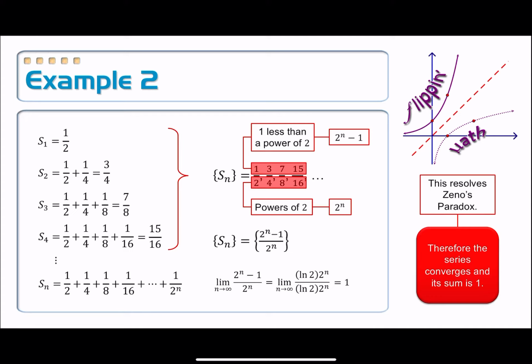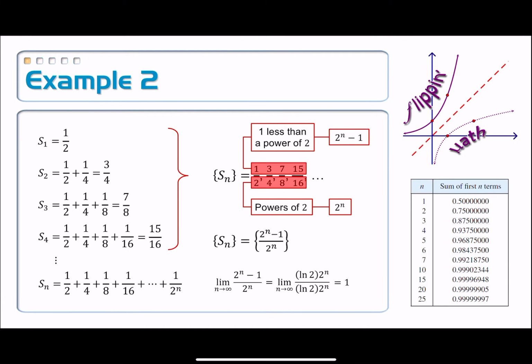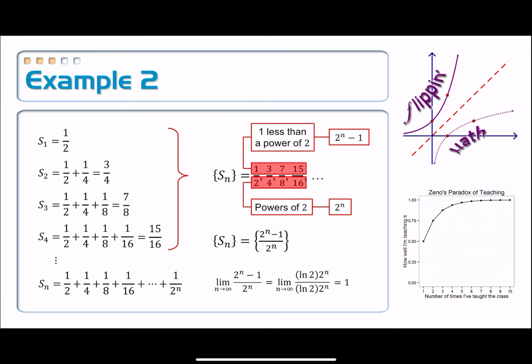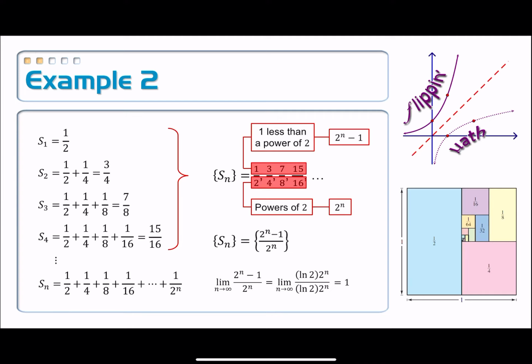All right, I got a couple more pictures for you. This next one is just a table of values that's showing you the progression of summing up these numbers all the way up to number 25. And you can see that even on the 25th sum, yeah, you're pretty close to 1, right? Okay, and then a little graph, Zeno's paradox of teaching, comparing number of times I've taught something and how well I'm teaching it. And then finally, here is a geometric interpretation of this exact same thing.